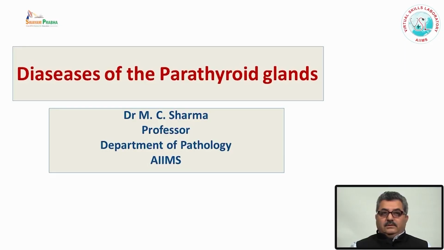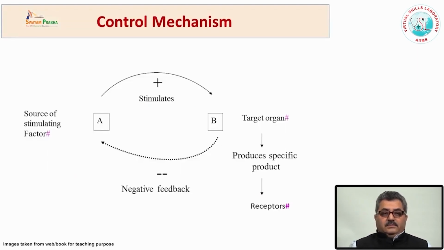Today we will talk about the diseases of the parathyroid glands. This is one of the glands which is not controlled by the pituitary gland. As we know, most of the endocrine glands are controlled by the pituitary, which releases hormones that act on target glands, which release another hormone that acts on the target organs. But this is one of the exceptions among the endocrine glands. Parathyroid glands are not under the control of the pituitary gland.